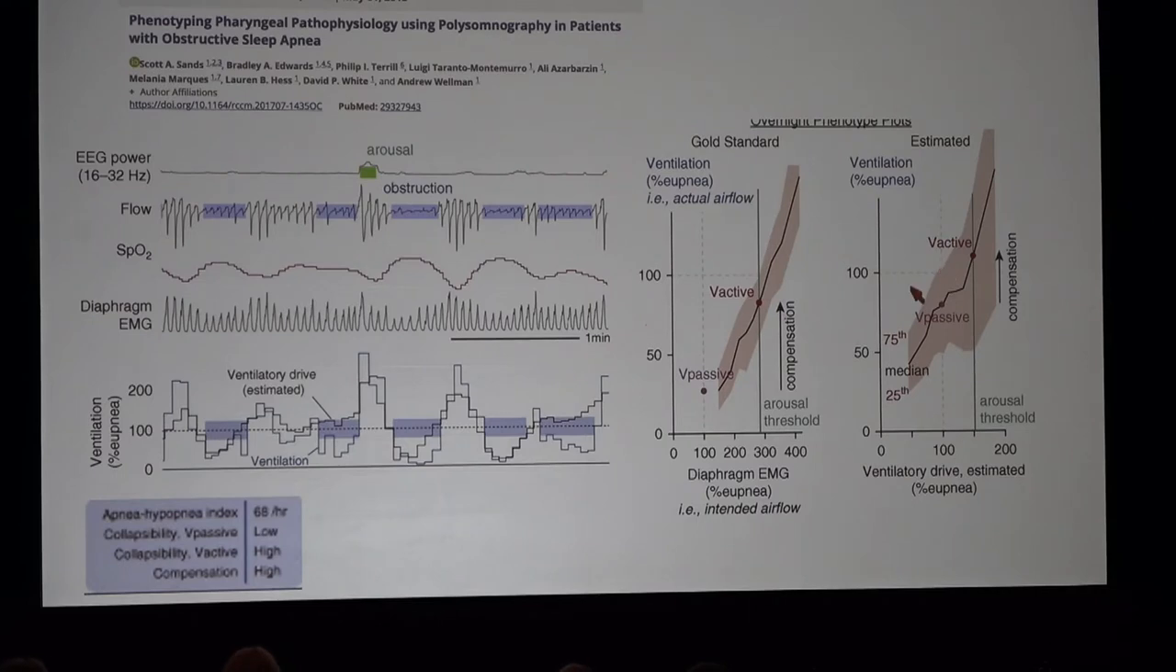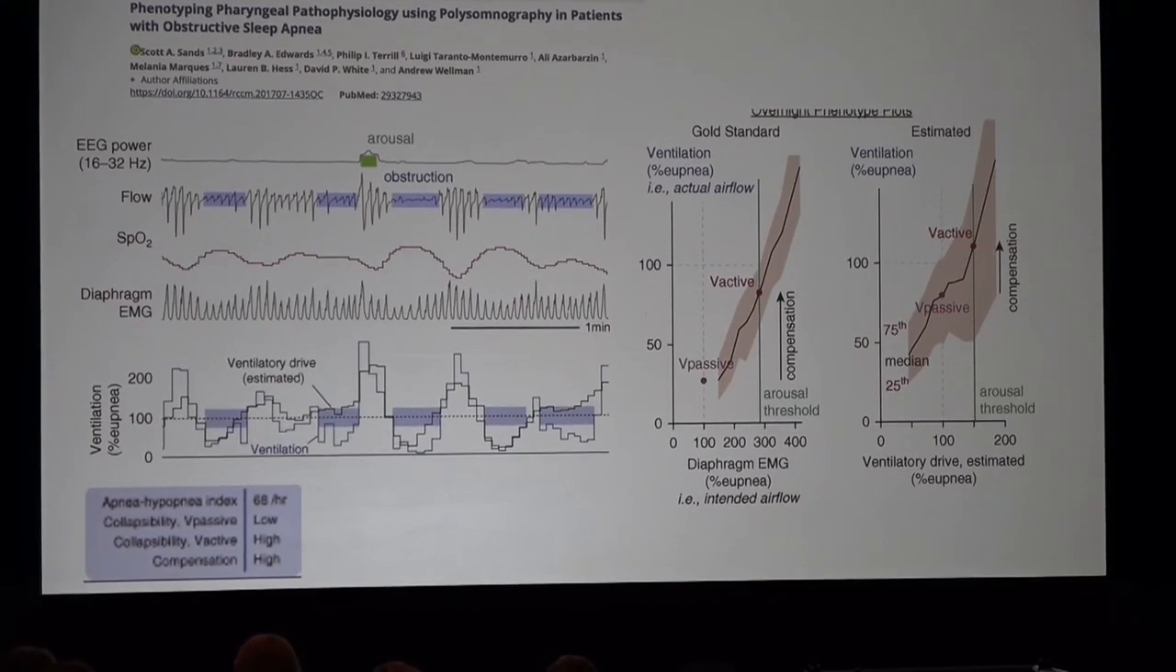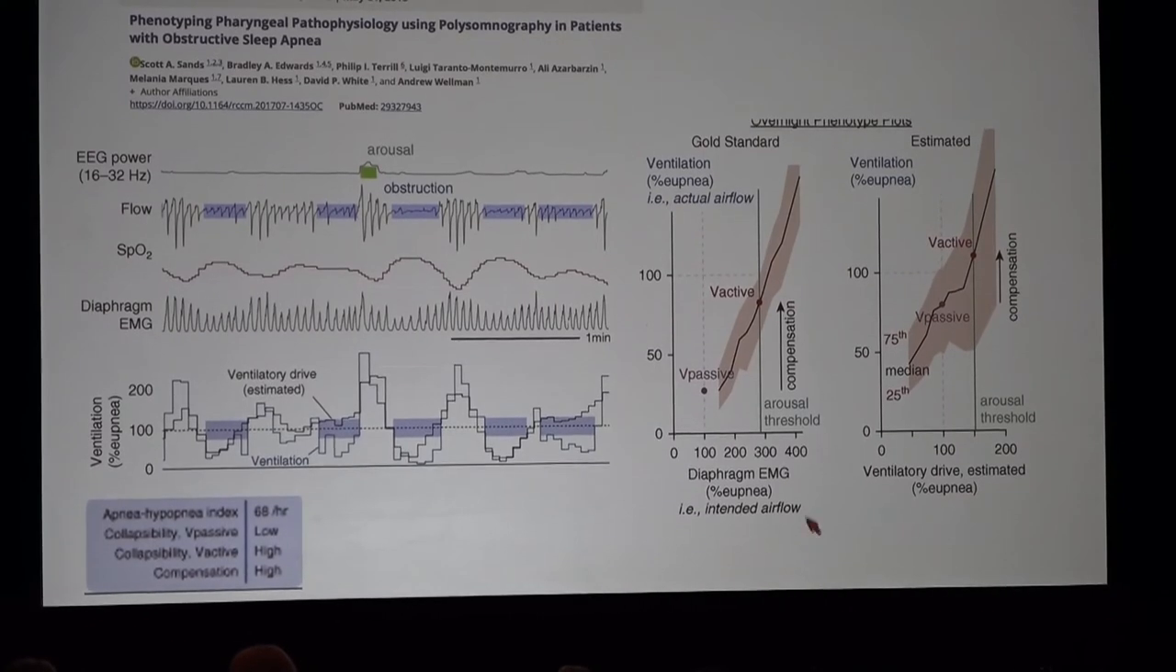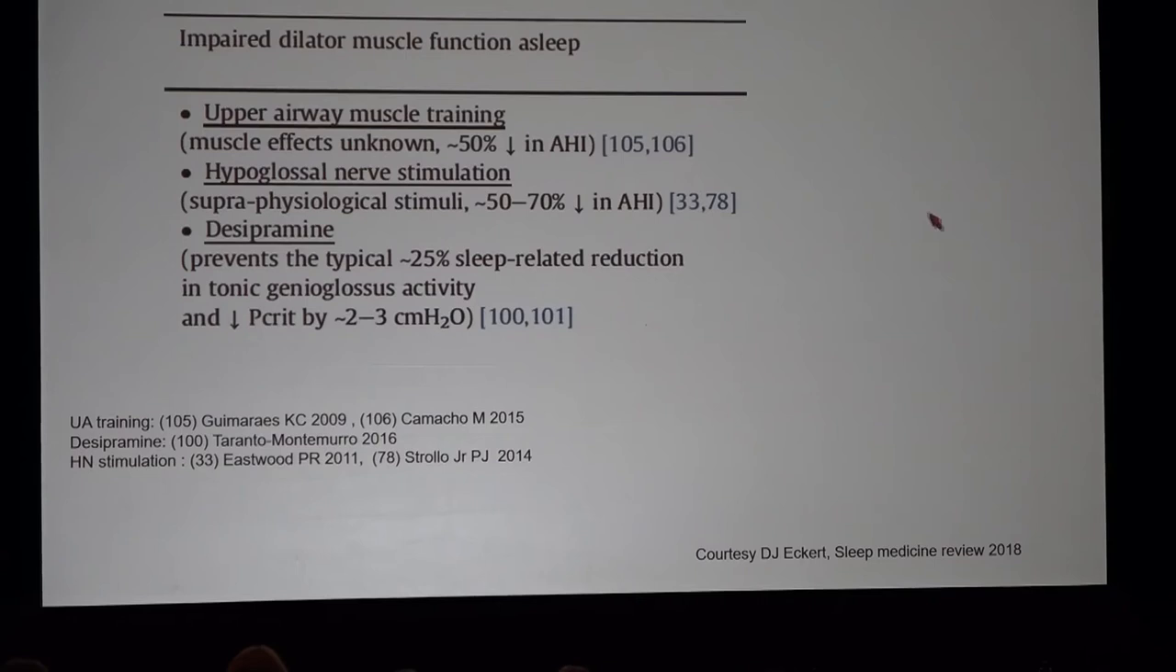Here you can plot the ventilatory drive against the ventilation, here the V passive. The difference between V active, the V apnea, and the V passive is the impaired anatomy. And between V active and the V passive, it is the muscle compensation. Here the patient has a very good muscle compensation. Then this impaired dilator muscle function, we can treat according to the phenotyping.